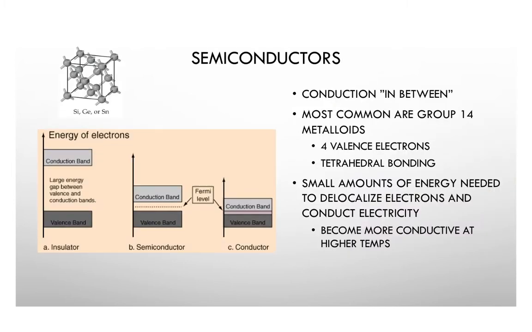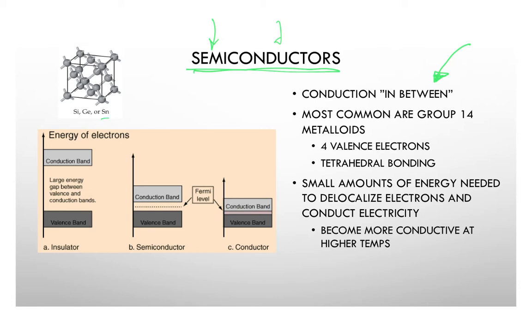Another type of material that we oftentimes talk about in chemistry is our semiconductors. Semi means in between, conduction. So again, we talked about these a little bit yesterday. Semiconductors are in between conductors and insulators. They kind of conduct electricity, but not super well. Most common in group 14 metalloids.